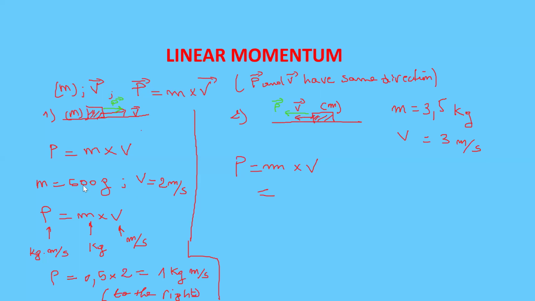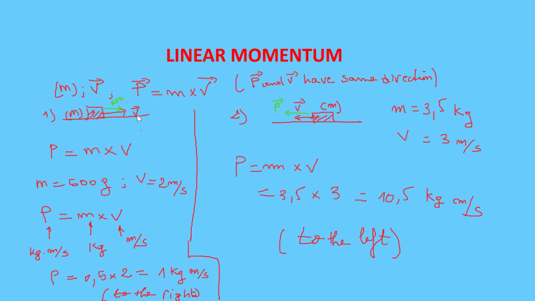In the first case, the mass was in gram. Now I use this value, 3.5, multiplied by 3 meters per second. I will obtain 10.5 kilogram meter per second. This is the value of the momentum in the second case, and it's directed to the left.